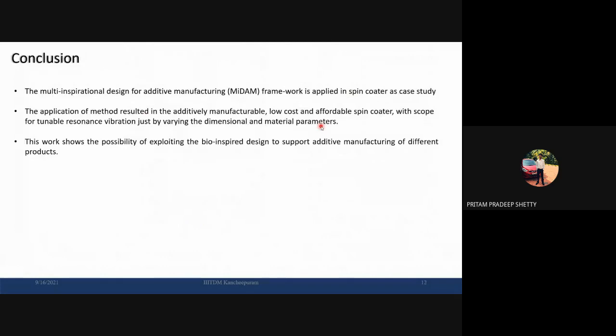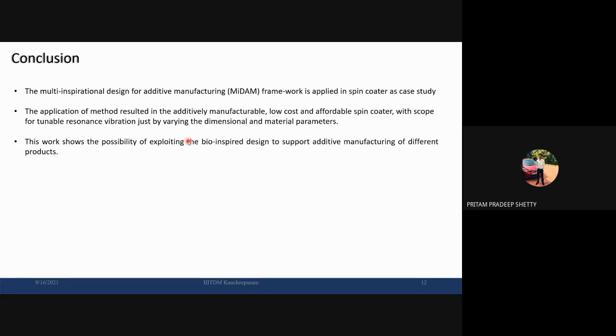So basically it's working. In conclusion, the MIDAM framework was applied to the spin coater as a case study. This is just to understand how multi-inspirational design can be applied to a system. This was a very simple system and a very straightforward multi-inspirational design. But in the case of a complex system, there will be more things you have to consider.